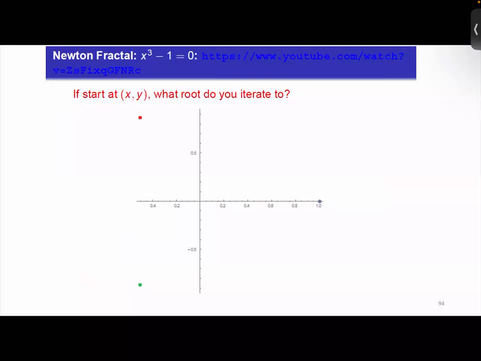Which points do you think are colored green? Which points are colored red? Which points are colored blue? If you haven't seen this before, what would you guess? It's okay if you're wrong, but what would you guess? And if you don't know how to classify the entire complex plane, can you at least tell me some points that are red, some points that are blue, some points that are green?